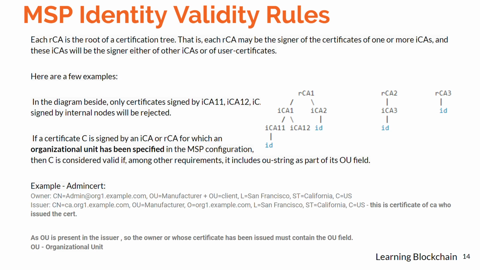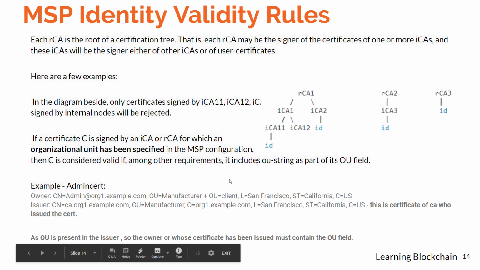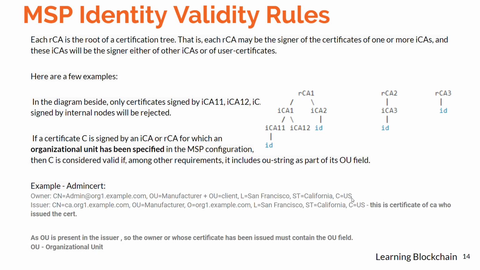What it wants to say is that if node OUs are enabled and the certificate authority has the OU field, then whatever certificate is issued by this certificate authority must contain that organizational unit field. For example, if you look at the admin cert, the owner, that is CN, meaning common name, is admin@org1.example.com. This is the structure of the admin certificate, the decoded structure of what is present inside the certificate. Inside the certificate, OU is manufacturer plus OU equal to client, and there is different information about the country, state, locality, and this is the owner certificate. Owner means I am the peer, I got the certificate. I am a user, I got the certificate.